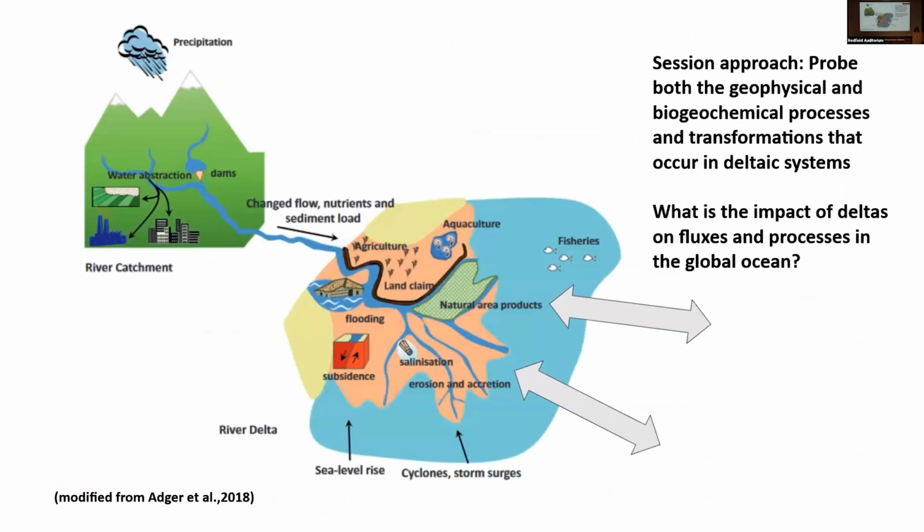And so the approach that we took with this session is to probe both the geophysical and the biogeochemical processes and transformations that can occur in a deltaic system. And so the overarching question that we have is, what is the impact of deltas on fluxes and processes in the global ocean? This nutrient supply supports a lot of fisheries. We have a lot of populations that live along deltas, but they're also experiencing sea level rise and cyclone storms. So we're also wanting to probe what happens here within the delta and then how that impacts these fluxes out into the open ocean.